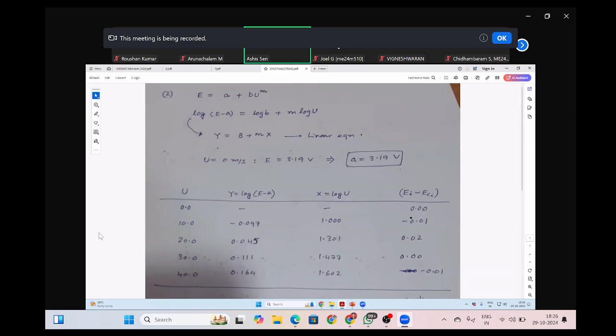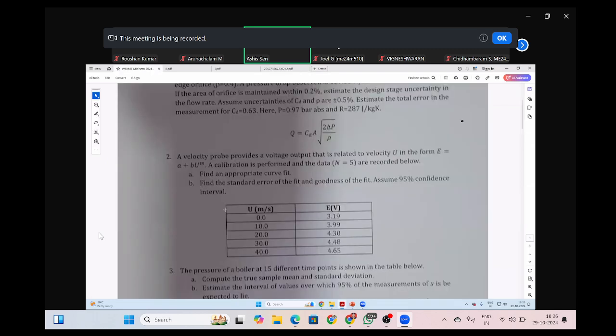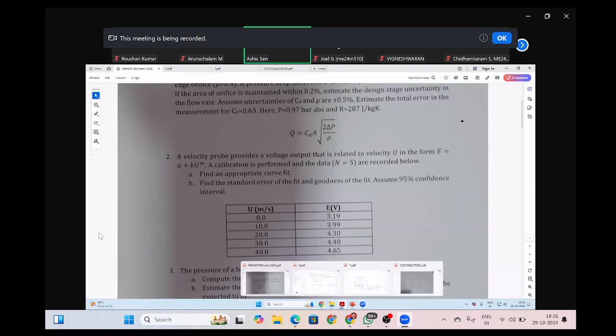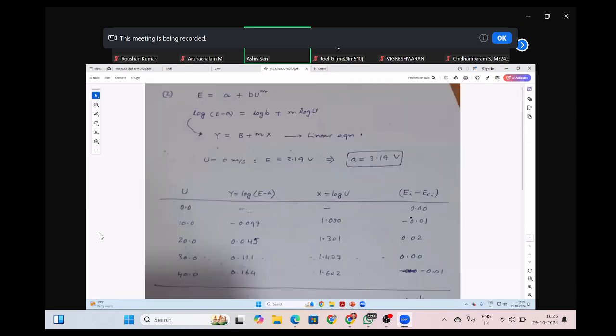So when U is 20, again there is a value of E from the table. When U is 20, it is 4.30. So corresponding to E 4.30, A is 3.19. You find log of E minus A is 0.045. And log of 20 is 1.301. Similarly, for 30, you get the value. Similarly, for 40, you get the values.